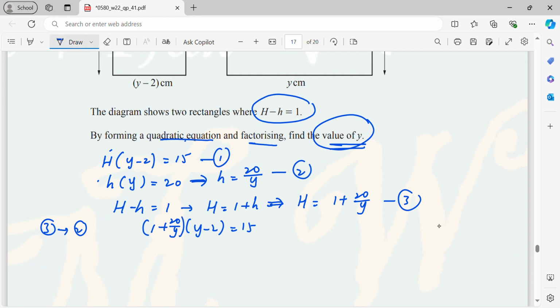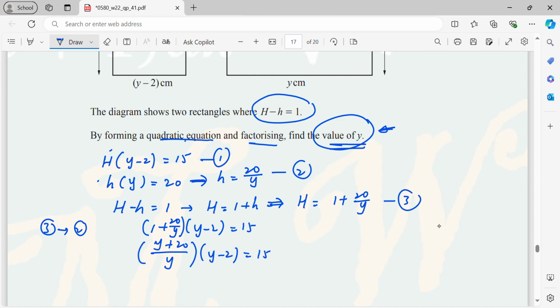Okay, because we need to calculate the y value, your equation must be in terms of y. So it's better to get everything in terms of y. Now I will simplify this. Get the same denominator first, so the 1 you change to y over y, then plus 20, multiplied with y minus 2 equals 15.